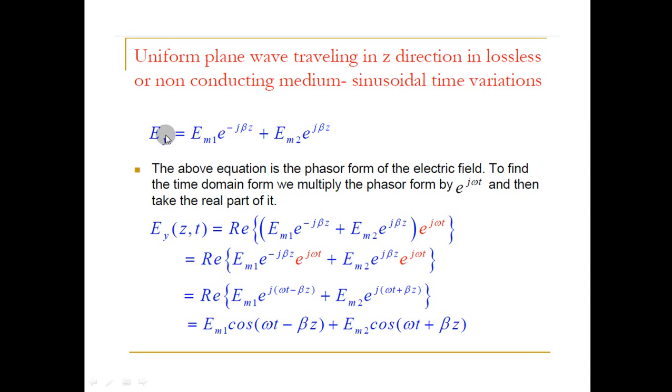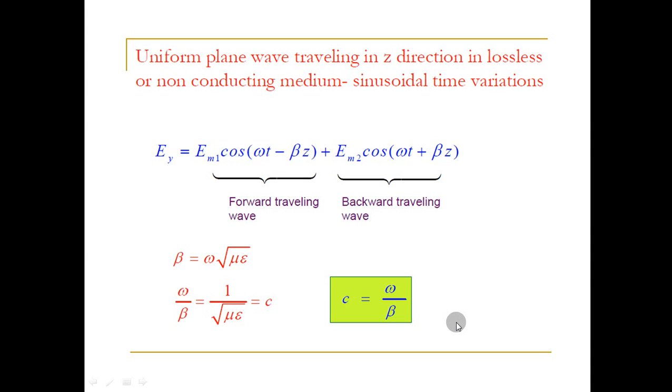So the above equation is the phasor form of the electric field. To find the time domain form, we multiply the phasor form by e to the power j omega t and then take the real part of it. As we multiply and take the real part, by rearranging the parts we can rewrite it as Em1 cos(omega t minus beta z) plus Em2 cos(omega t plus beta z). This is for the forward traveling wave and this is for the backward traveling wave, that we have already described.